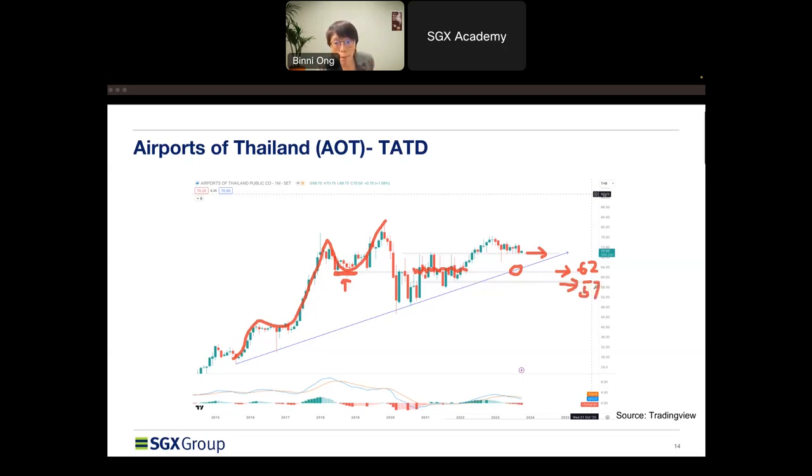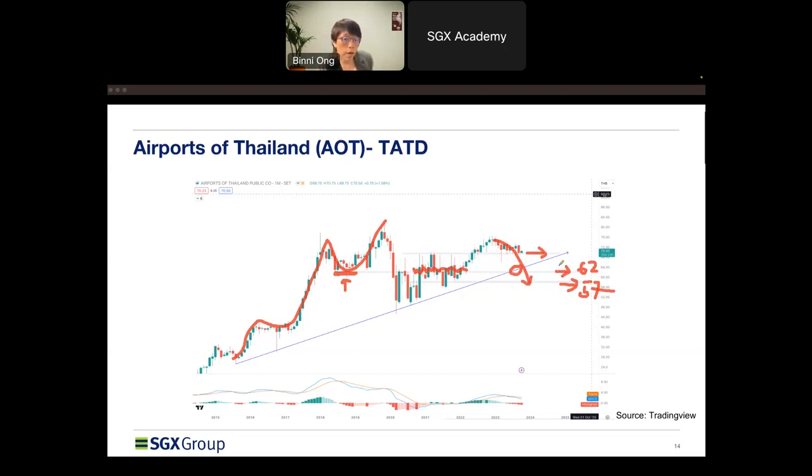Now, the reason why I mark this 57 is that if AOT really starts to correct and doesn't stop around 57, then it poses a very dangerous situation for this uptrend. That means that if price doesn't stop and rebound at 57, then we might not be seeing an uptrend in AOT anymore. We might see a little bit of an extensive correction before we start to see AOT resuming its upward movement.